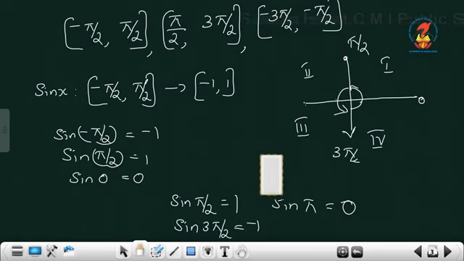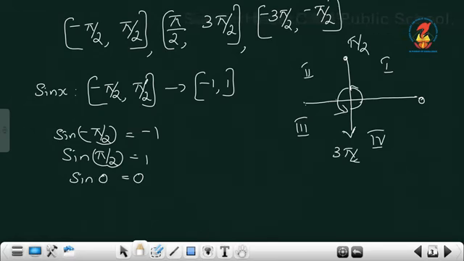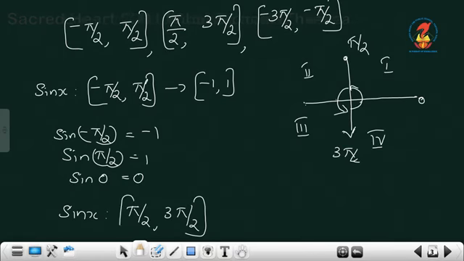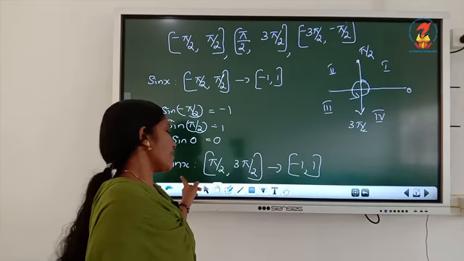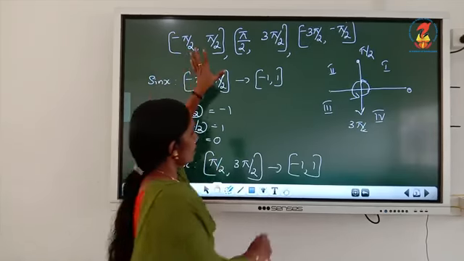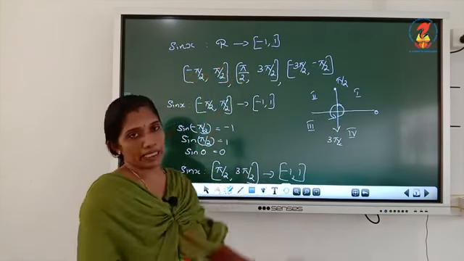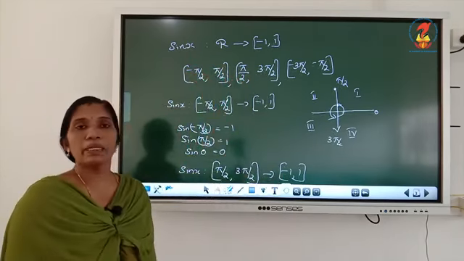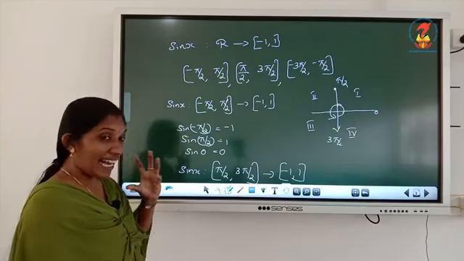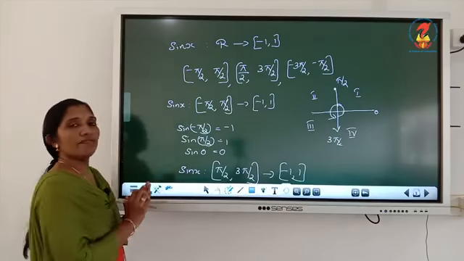So again, sine function from which interval? Sin x from pi by 2 to 3 pi by 2 to minus 1, 1. That is also a 1-1 onto function. So there also we get an inverse of this function. Like this we get so many sub-intervals. We can divide R into so many sub-intervals. Corresponding to each sub-interval we get a branch of sine inverse function.